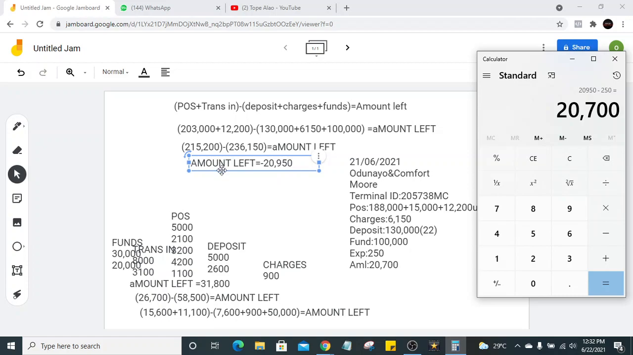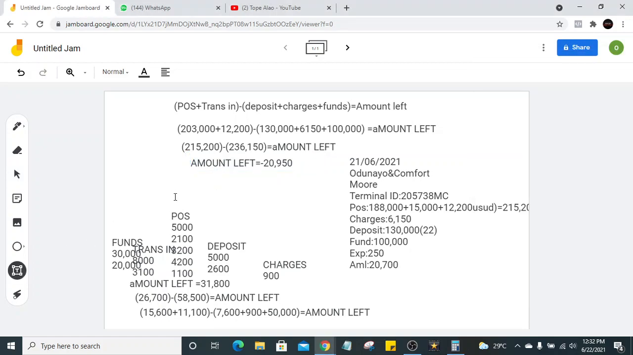So that means the final amount left, the cash she's supposed to give me at the end of the day, will be 20,700. So she's owing me 20,700. If she gives me something other than this amount, that means there's a problem with her account, and she needs to check the account and check if everything is there.